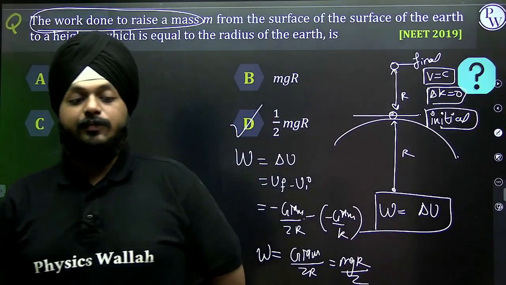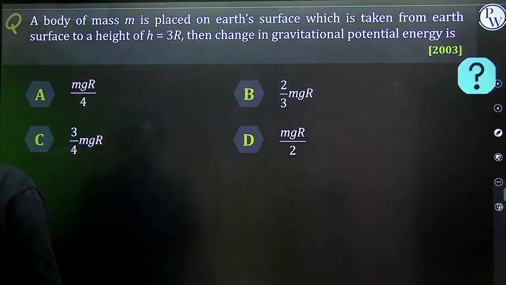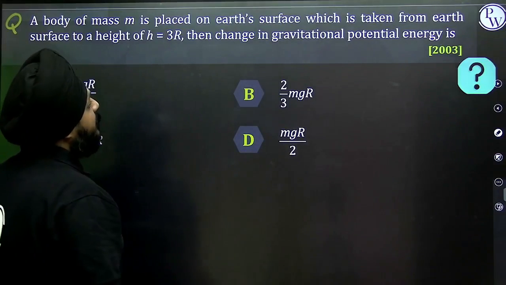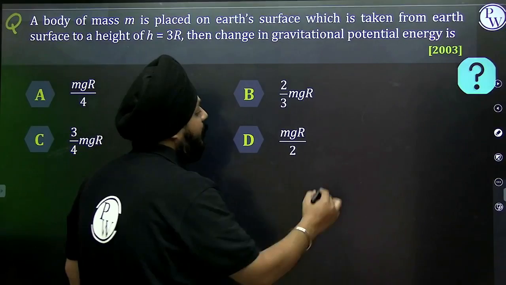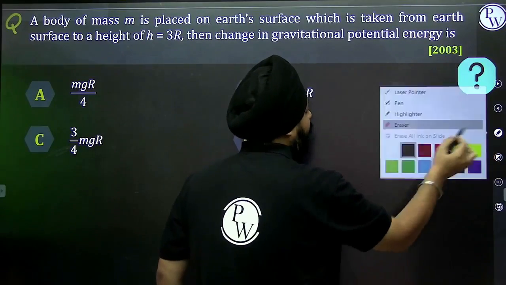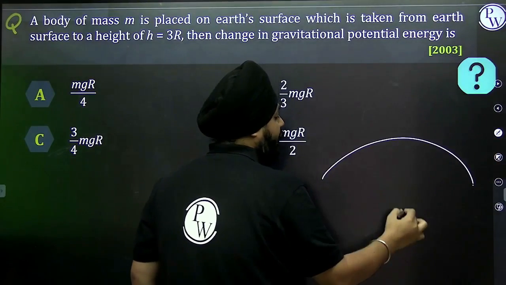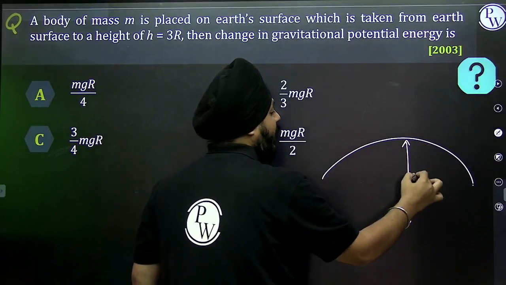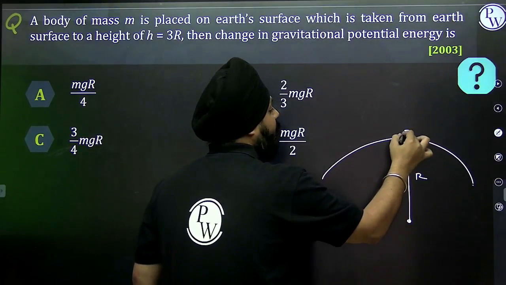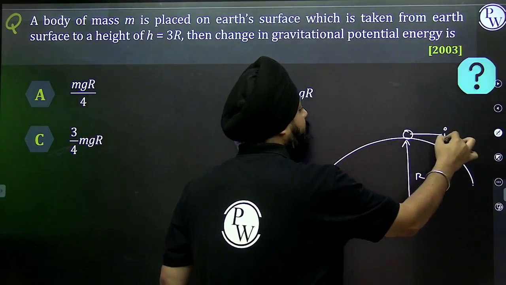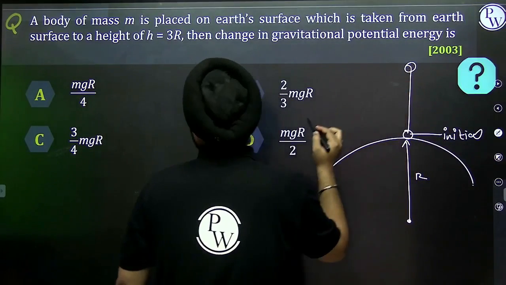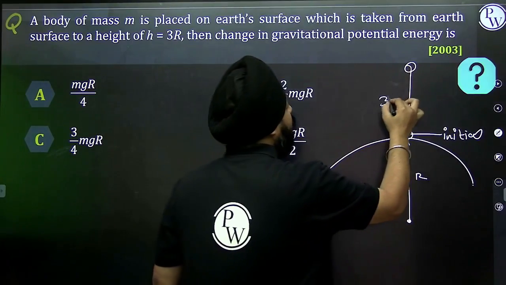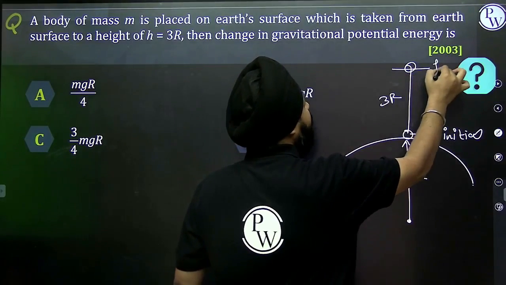Simple calculation. A body of mass m placed on the earth's surface is taken from the earth to a height of 3r. Very simple. This is the earth's surface, and this is height r. The body is kept at the earth's surface; this is the initial position. From this it is brought to the height 3r from the earth's surface, so this is a distance of 3r and this is the final position.